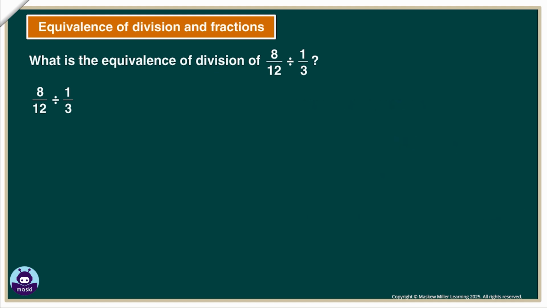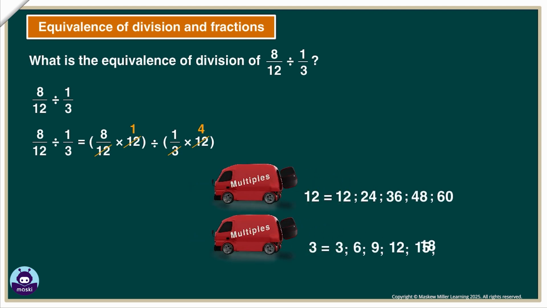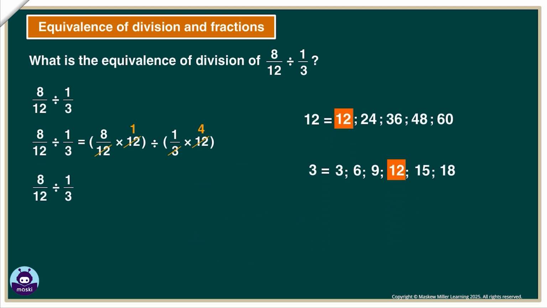To get the equivalent division of 8/12 divided by 1/3, multiply both 8/12 and 1/3 by 12. 12 is the lowest multiple of both 12 and 3. Therefore, 8/12 divided by 1/3 equals 8 divided by 4 equals 4 divided by 2 equals 2.